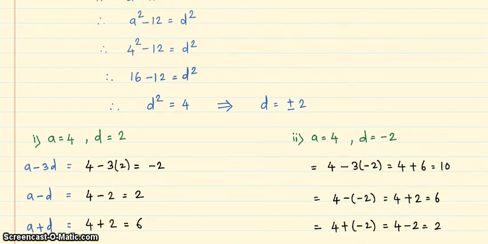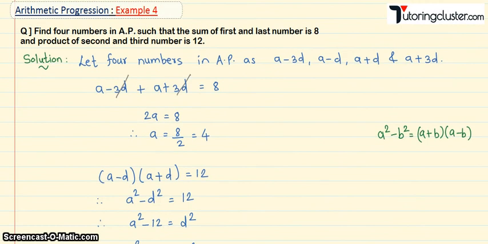So this is the method to solve if an example is based on four numbers which are in AP, right? So I have told you a step by step methodology to solve such type of example. So hope you have understood it.